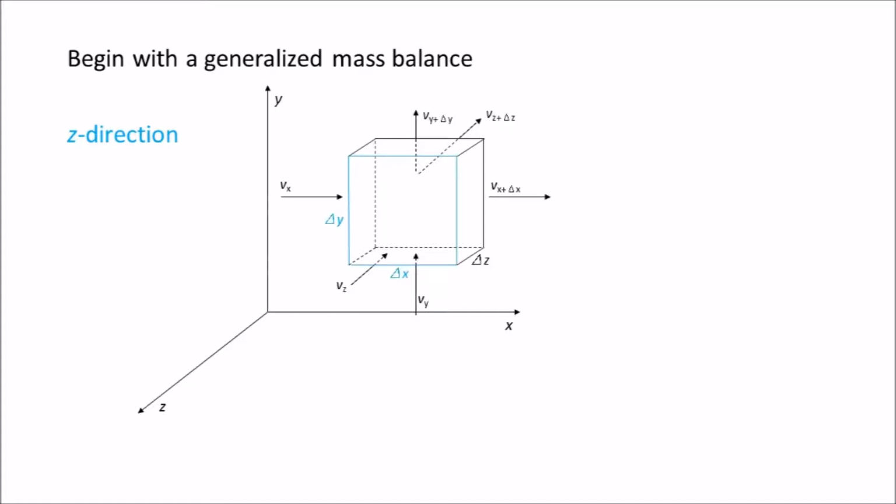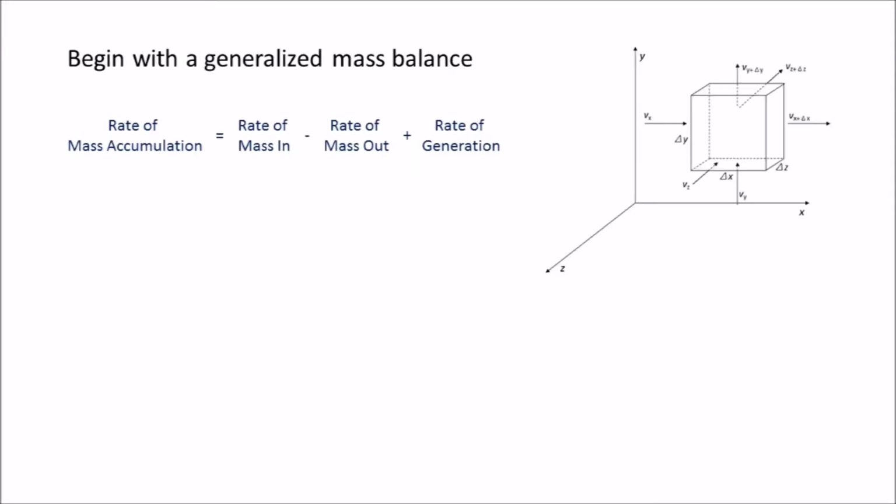For the z direction, fluid enters through the front face with dimensions delta y by delta x, and exits through the back face after traveling a length delta z. The general form of our mass balance is that the rate of mass accumulation is equal to the rate of mass in minus the rate of mass out plus the rate of mass generation. In this case, we'll assume that the rate of generation is 0, and we can represent the rate of mass accumulation as delta m over delta t.